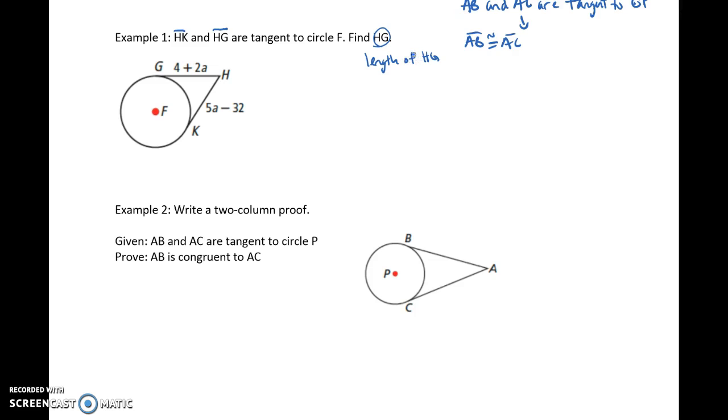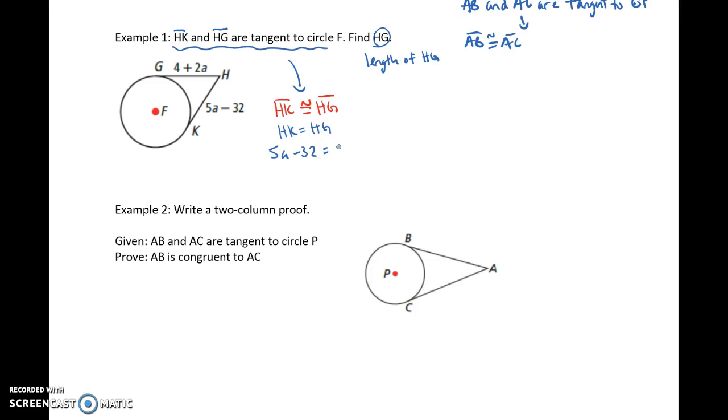So what do we know about this? Well, we know that we have two tangents. HK and HG are tangent to circle F. So what does that tell me? Based on that last theorem, that tells me that HK is congruent to HG. And then by our definition of congruence, we know that HK is equal to HG, and then I can substitute to solve.